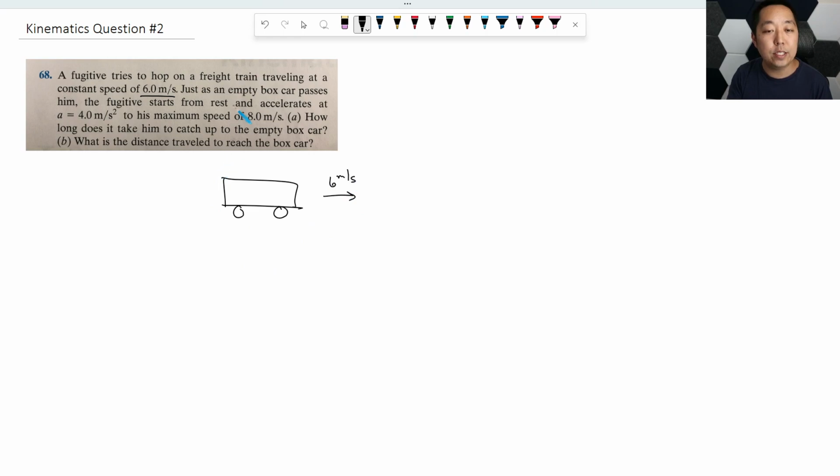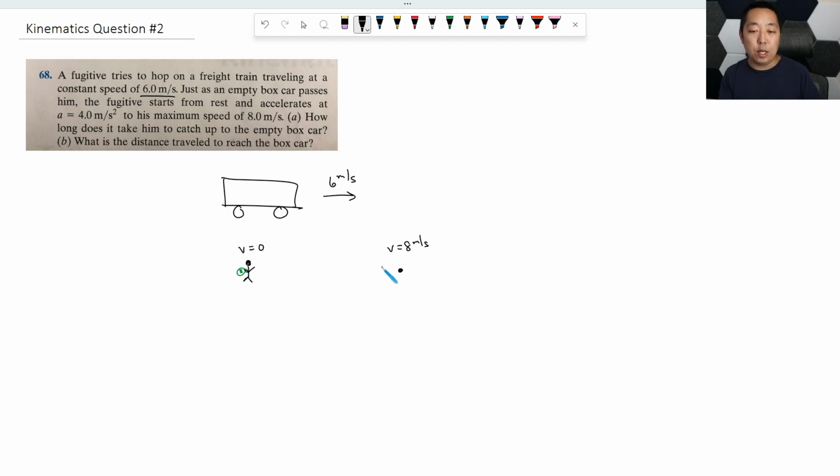And then just as an empty boxcar passes him, the fugitive starts from rest. So now this train has been going the whole time at the constant speed, but this guy's a fugitive, okay? So let's draw my little fugitive. He stole a bag of money, right? Some money here he stole. Okay, so he starts from rest and he accelerates at 4 meters per second squared to a maximum speed of 8 meters per second. So he's going to move, and then it's eventually going to go to 8 meters per second.